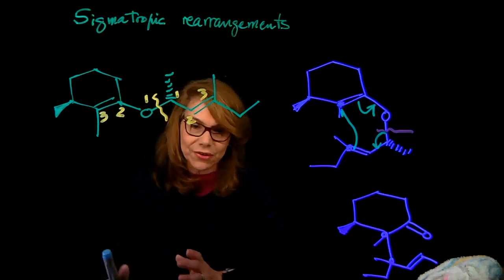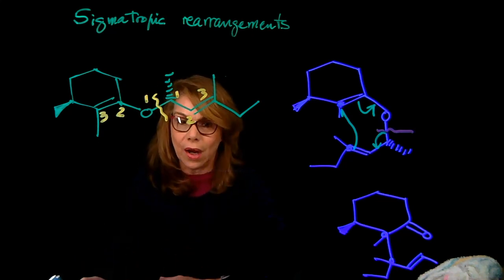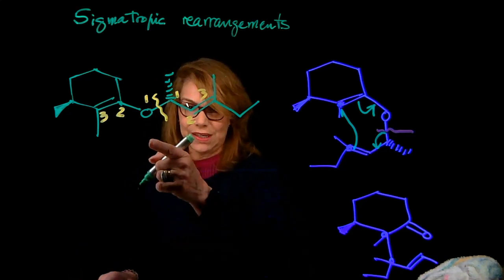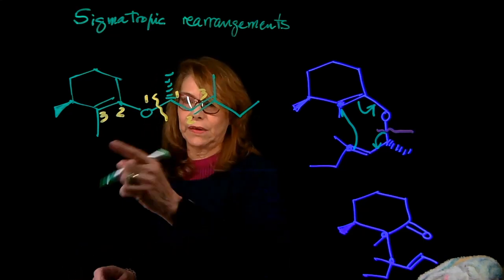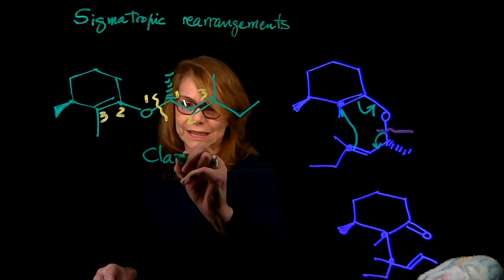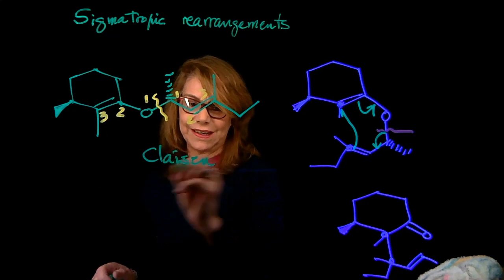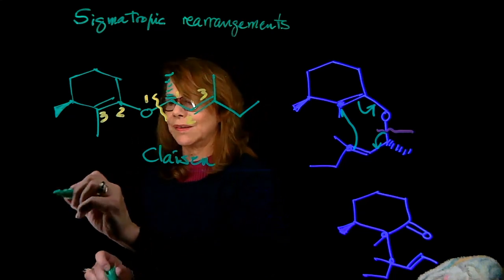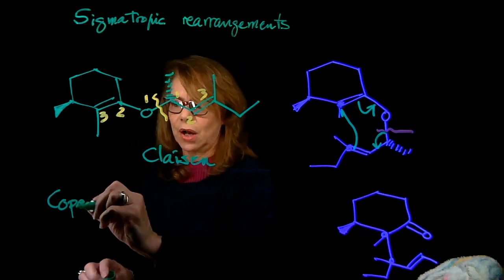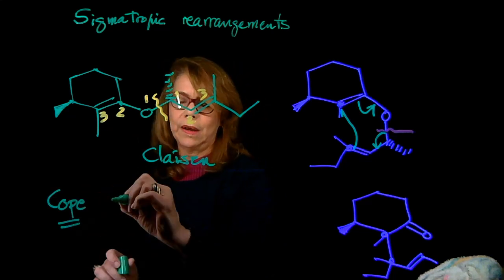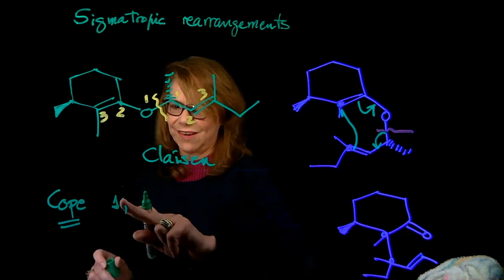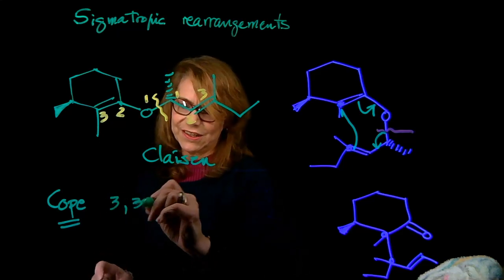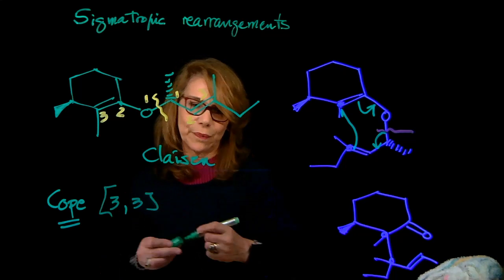So keep in mind, this is just practicing, and when you do Cope, it's the same, but you don't have the oxygen. So this one with allylic vinylic ether is the Claisen rearrangement. And I'm going to do another problem in which we have only carbons with carbons, no oxygen, which is the Cope, and that's also a 3,3 sigmatropic rearrangement.